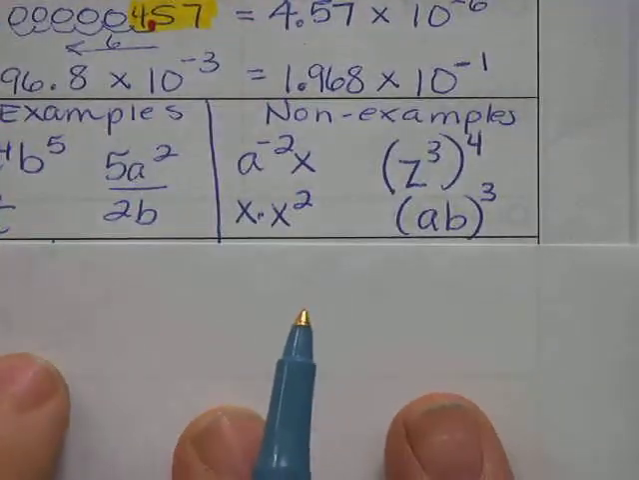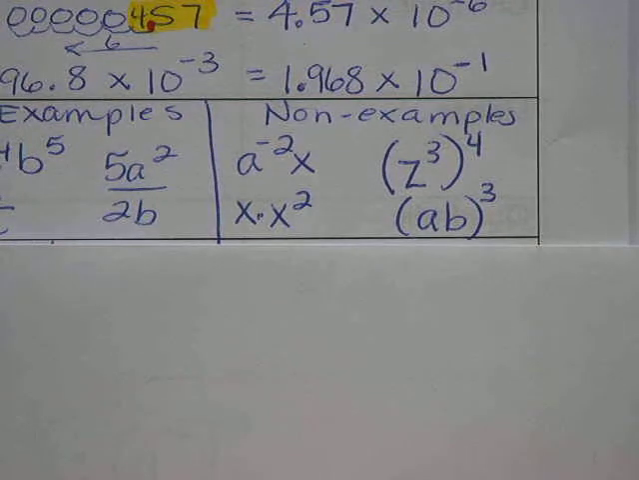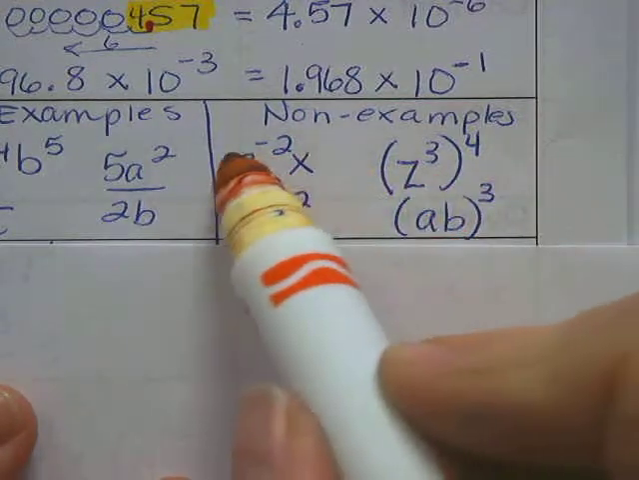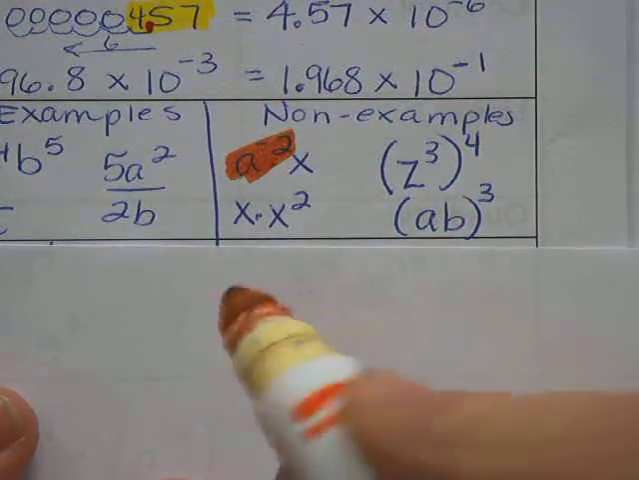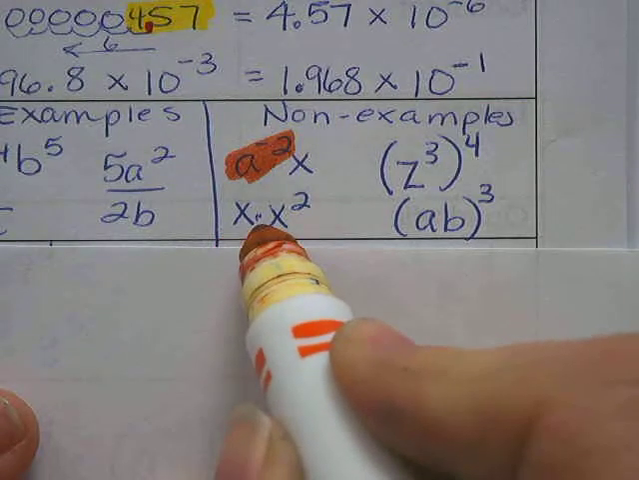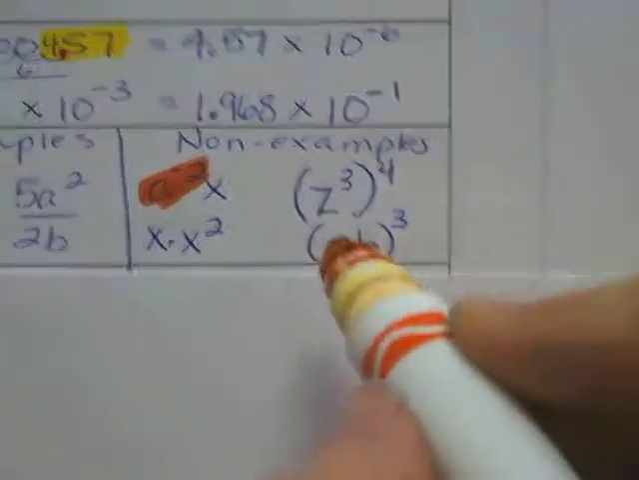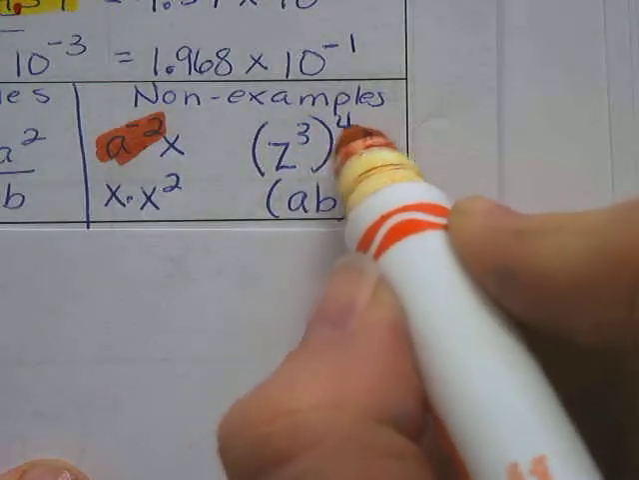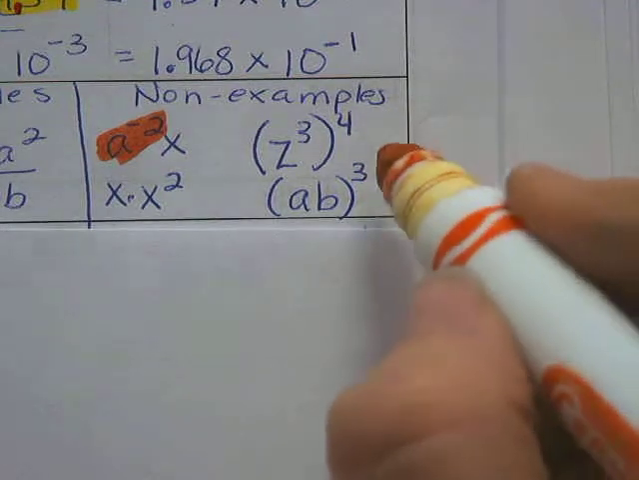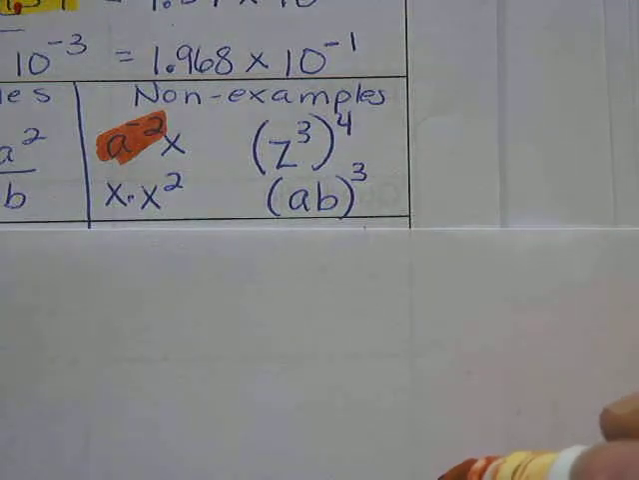So here's some non-examples. And I'll talk to you about what is the problem with each of these. In this first one, the problem is that you cannot have a negative exponent. Here the problem is that the base of x is repeated. X times x squared. That we can simplify. Here's an example of a power of a power. We're raising z to the 3rd power to the 4th power, so a power of a power.